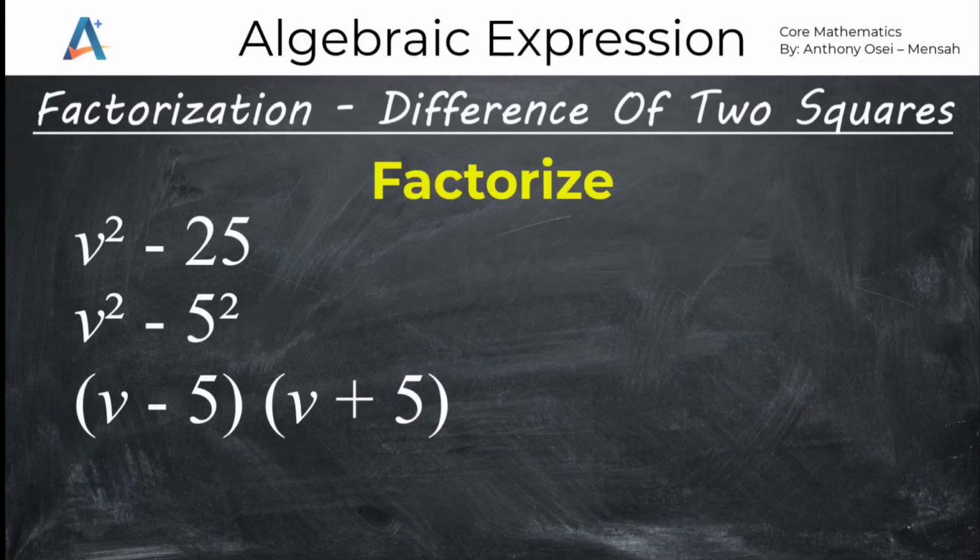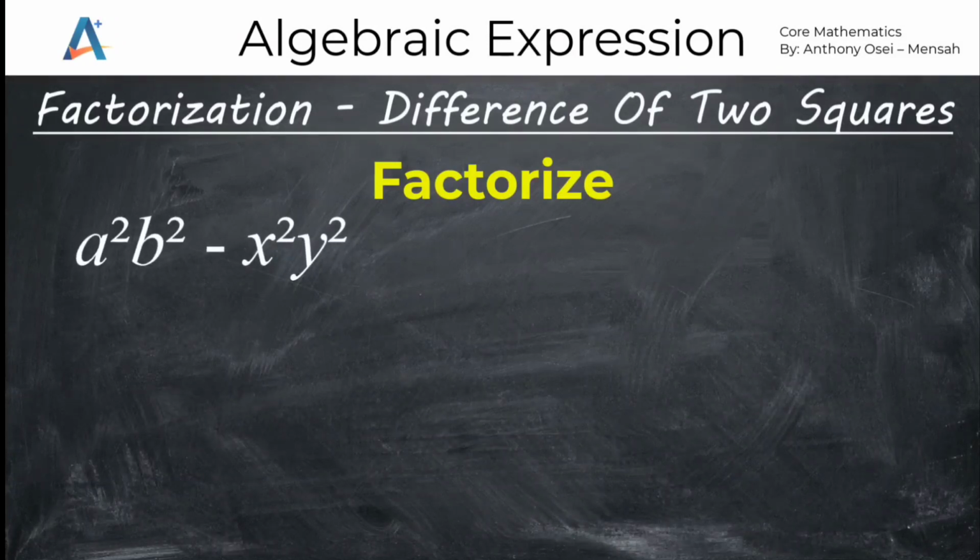Now, don't forget that the final answer comes this way to show that we are done. So (v minus 5)(v plus 5) is the answer. Let's take question number 6, which says factorize a squared b squared minus x squared y squared.